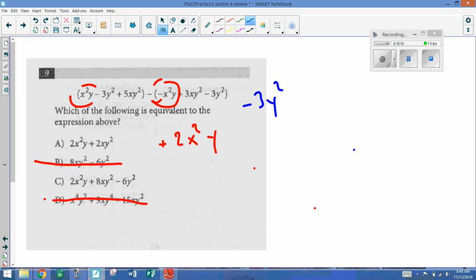Good point though. So negative 3y squared. What is the other y squared here, right? So negative times negative, positive. Positive 3y squared. So since they cancel out, I'm not supposed to have y squared like this. That means the answer is A.